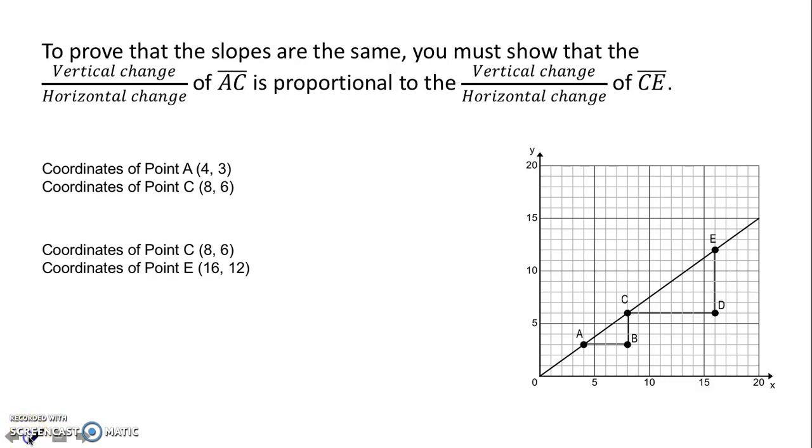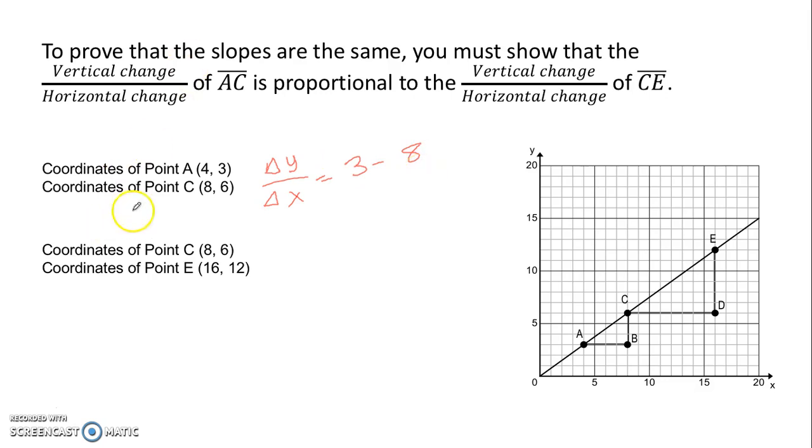All right, so let's take a look at this. The first thing we want to do is find the coordinates of point A. If you look right here, you go over 4 and up 3. So A is at (4, 3), and the coordinates of C are (8, 6). In order to find the slope of these 2 points, we already know how to do this, but we want to find the change in y over the change in x. So the change in y is 3 minus 8.